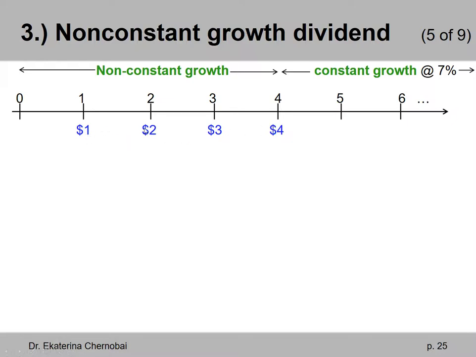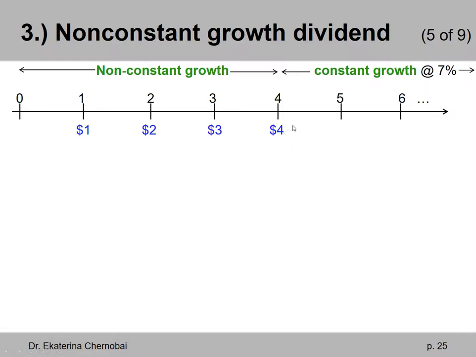So see how the growth rate changes from 100% to 50% and then to 33.33%. That's why it's called a non-constant growth time period. After the 4th year, what we are given in the problem is that the dividends will then be growing at a constant rate of 7% every year in perpetuity.